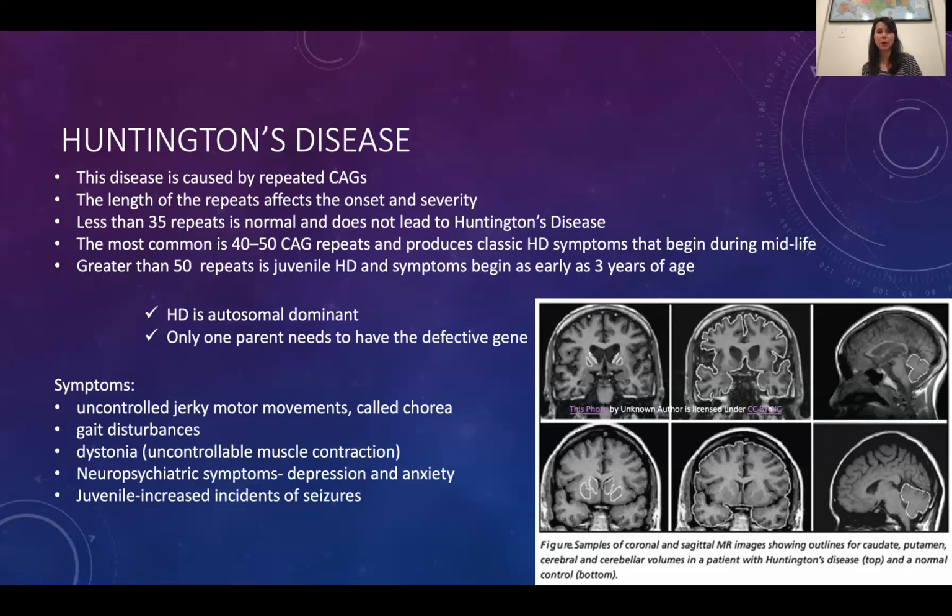Some of the symptoms are uncontrolled jerky motor movement called chorea, so its original name was Huntington's chorea. Now it's called Huntington's disease. Other symptoms are gait disturbances in walking, dystonia, which is uncontrollable muscle contractions, and neuropsychiatric symptoms like depression and anxiety. In juvenile onset, the severity is much greater, and there is also an incidence of seizures.